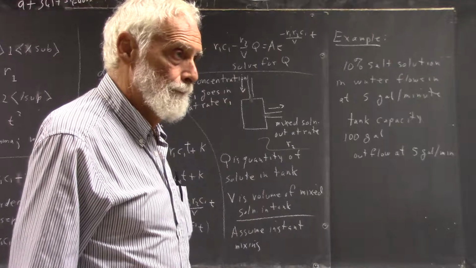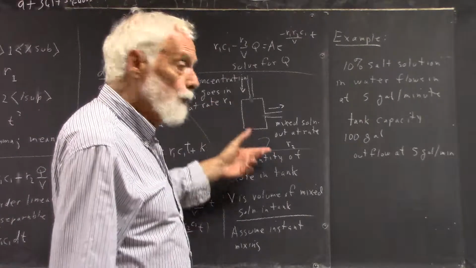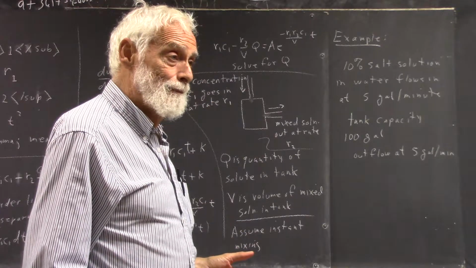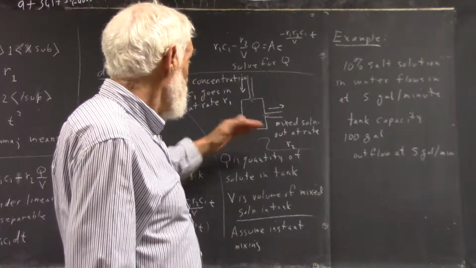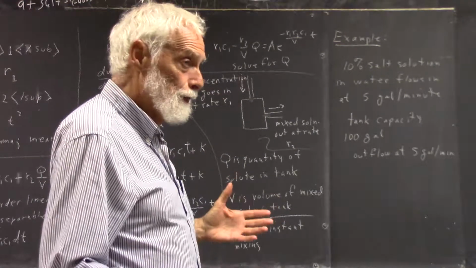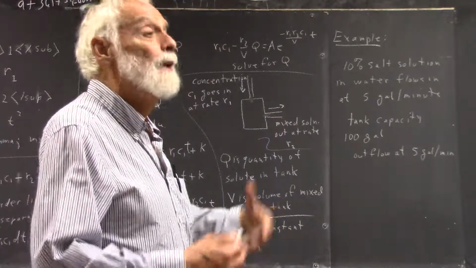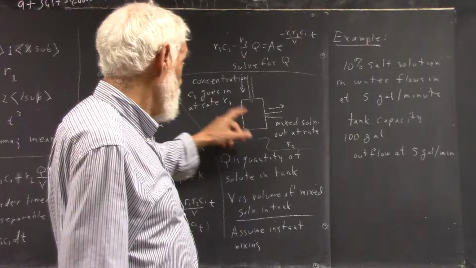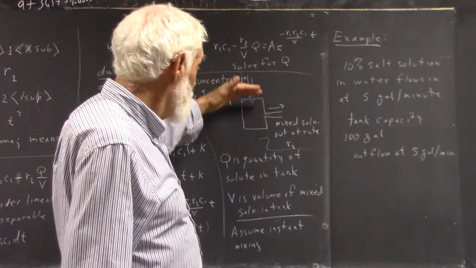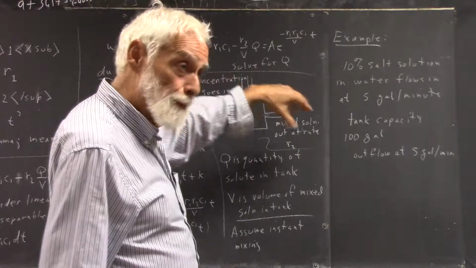The outflow rate doesn't have to equal the inflow rate, at least until the tank is full. And if the tank is full, to keep it full, the two rates have to be equal. But of course, this could go out faster than this, so the tank could be full and gradually emptying while the solution is mixed.